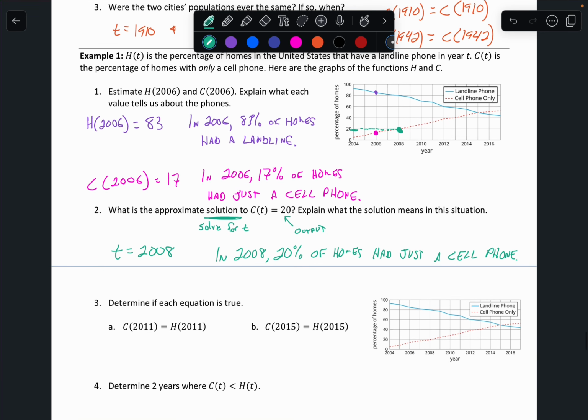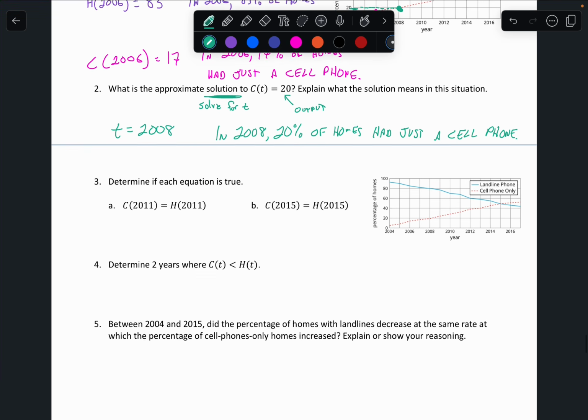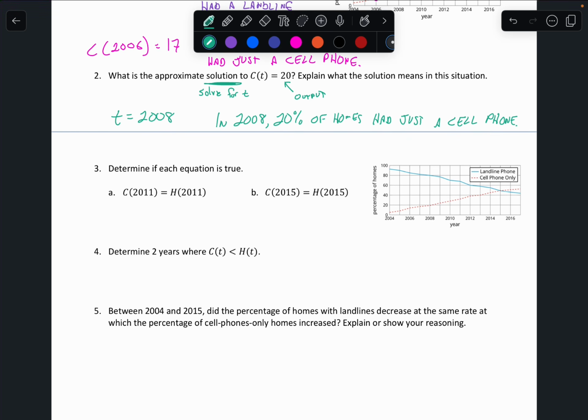Now we're still in the landline cell phone world, just on the second page. We're going to determine if each equation is true. So C of 2011 equals H of 2011. So that's saying in 2011, the percents between cell phones and just landlines were the same. So if I go over here to 2011, clearly these are not the same. Clearly those are not the same. So instead, it looks like cell phones is still less than landline phones in 2011. Okay, so that's how we could modify that. We were going to make that less than here.